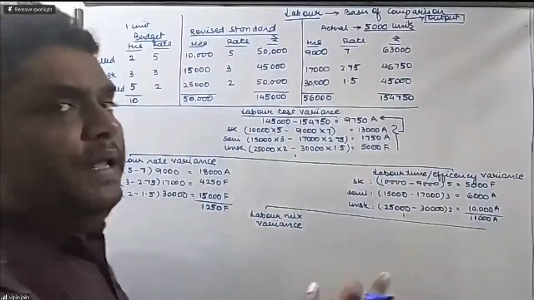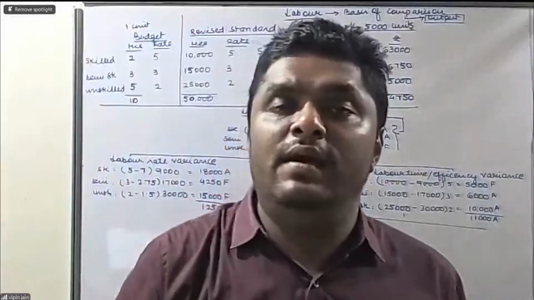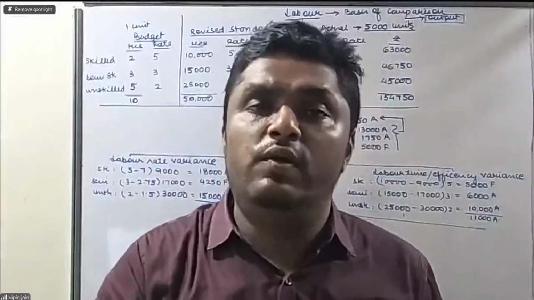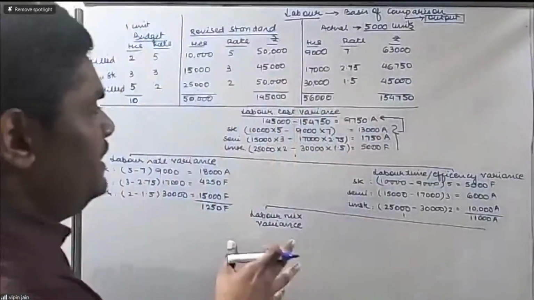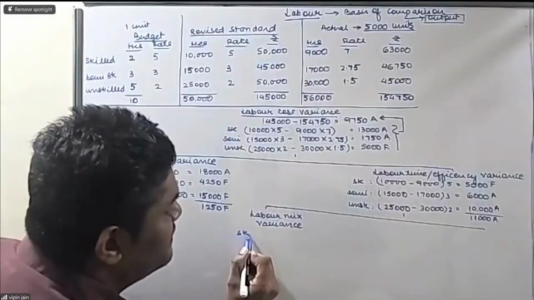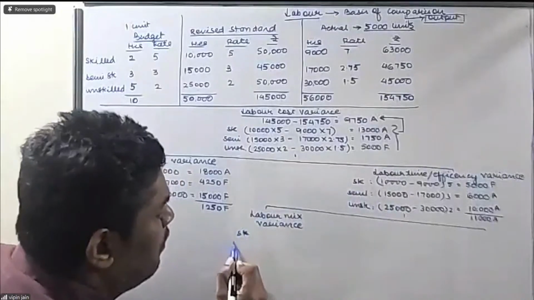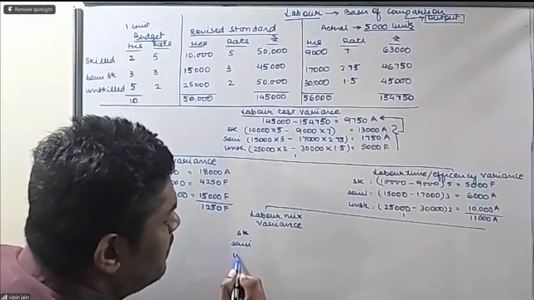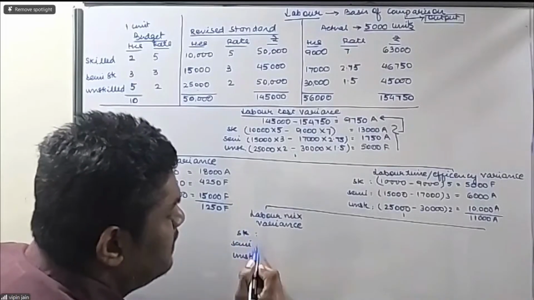In case of labor, it will be labor mix variance. Earlier, in case of material, we used to calculate material mix variance. So in case of labor, we will calculate labor mix variance, again separately for skilled, semi-skilled, and unskilled.